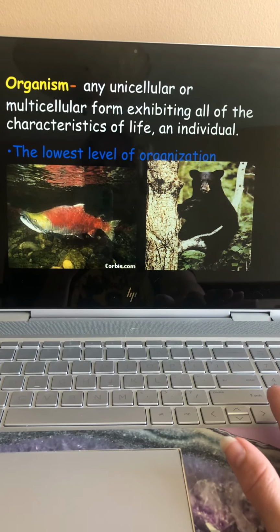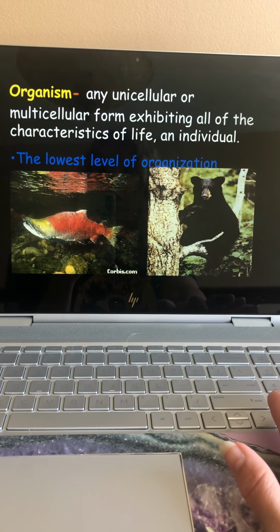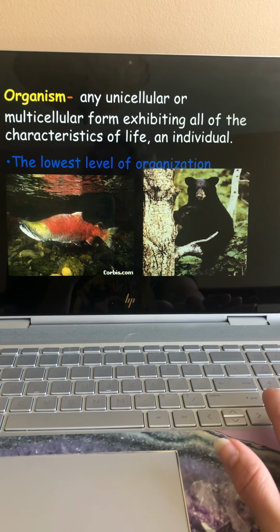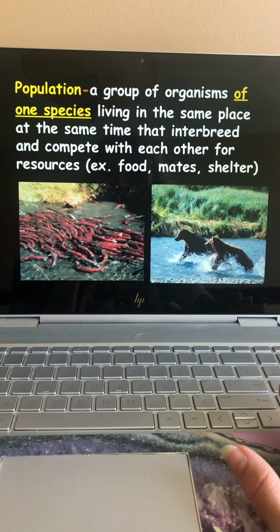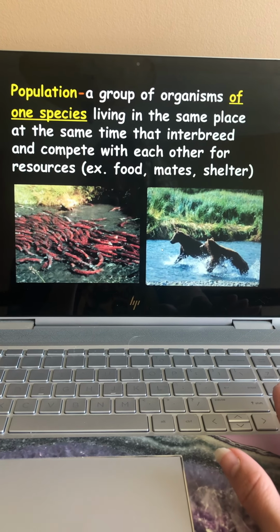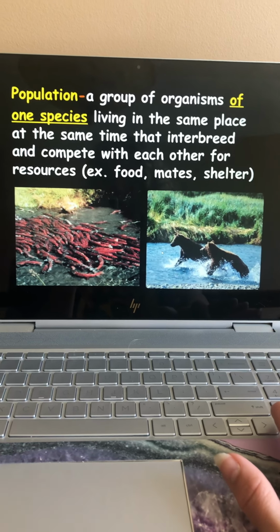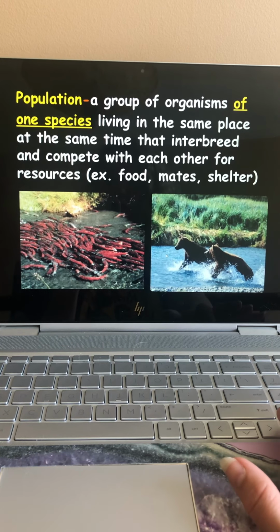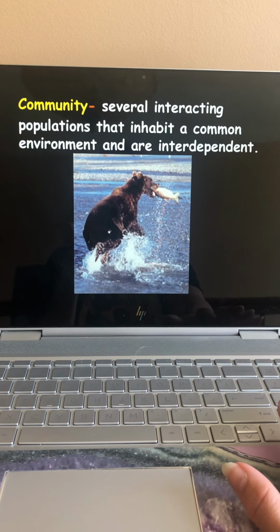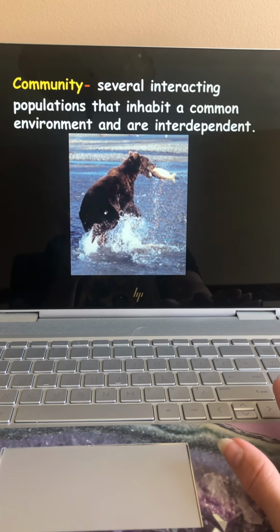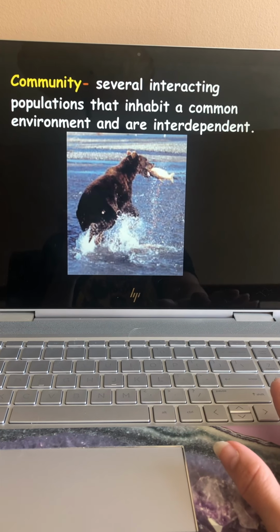So if we look at an organism or an individual, it's any unicellular or multicellular form exhibiting all of the characteristics of life. We would call it an individual. It's the lowest level of organization. Population is the next. This is a group of organisms of species living in the same area at the same time, once they start to mate. They can interbreed. They can compete with one another for food and mates and shelter. The next level, because there's 5 levels, is a community. This is several interacting populations that inhabit a common environment and are interdependent.